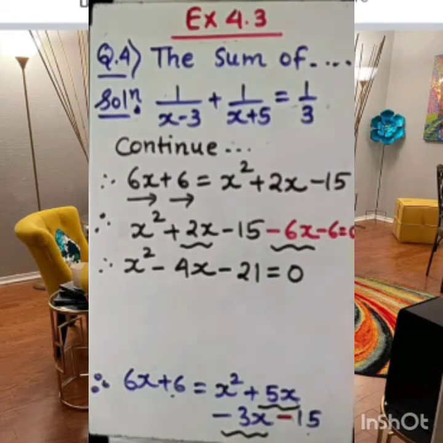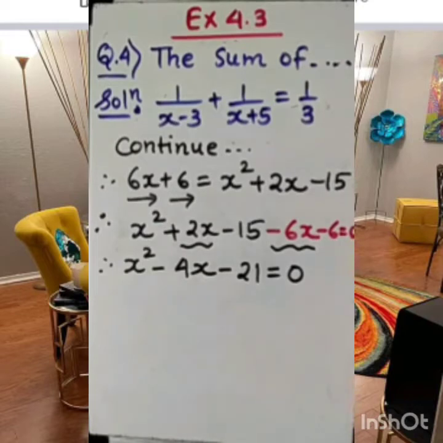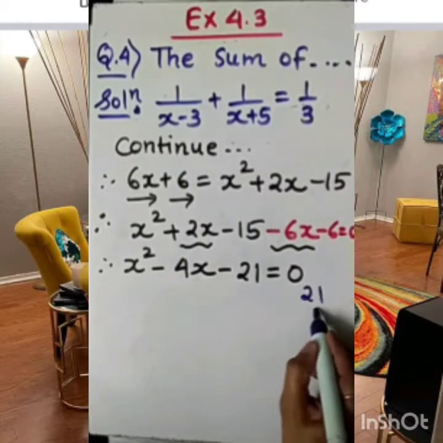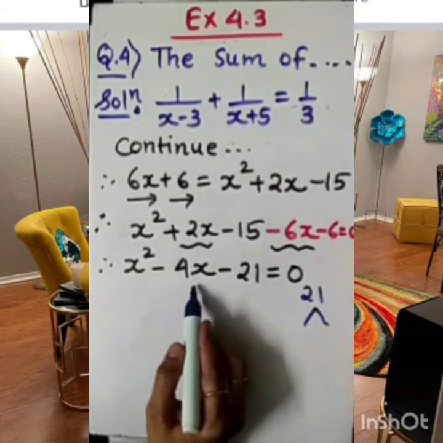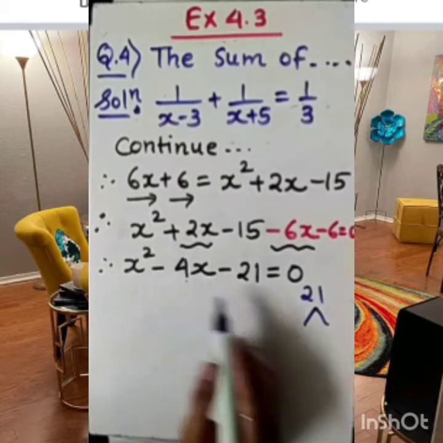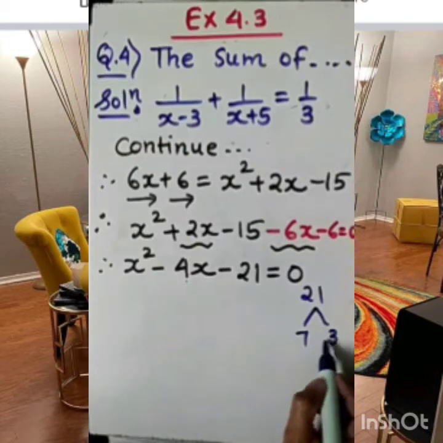Now there are two options from here. Either you can apply the quadratic formula and simplify, or we can move with the simple factorization method. Here we are applying the middle term splitting method for the factorization. So here I have 21. Let me have the factors of 21 such that their difference should be 4. So we know they are 7 and 3.